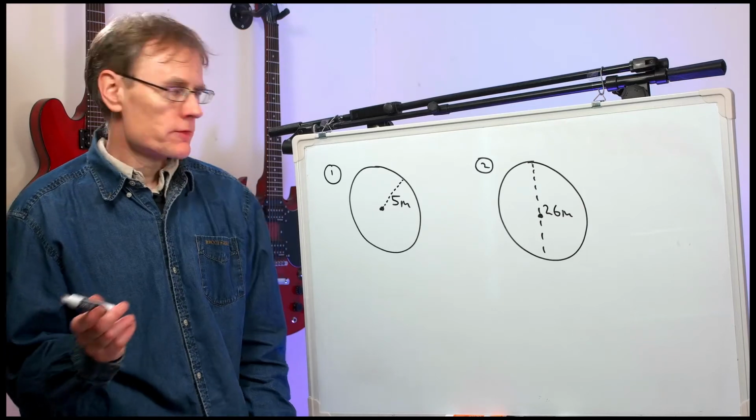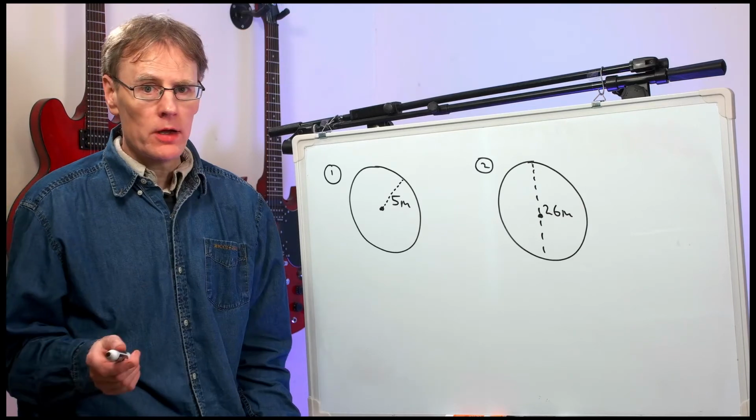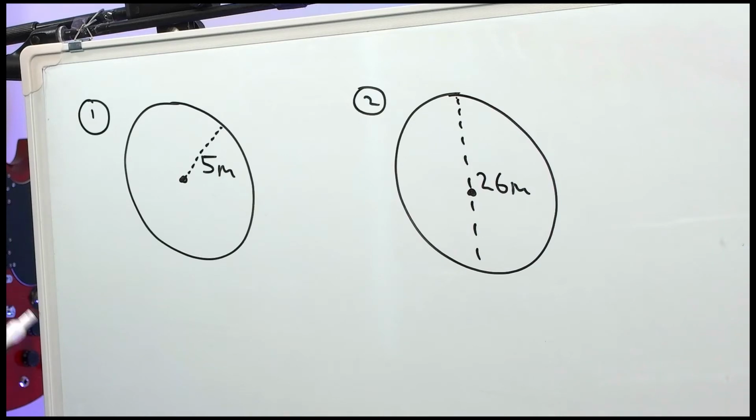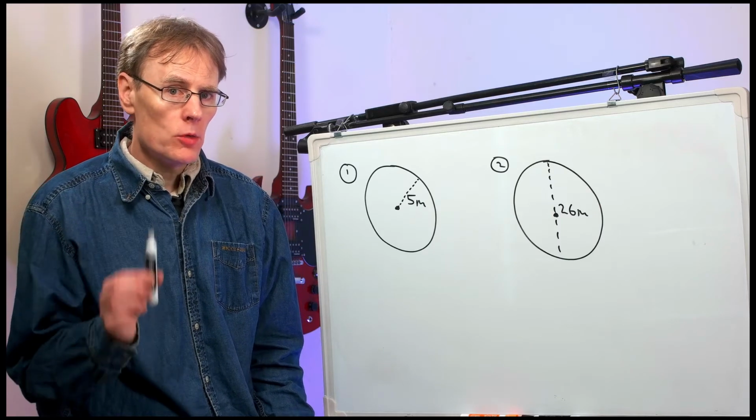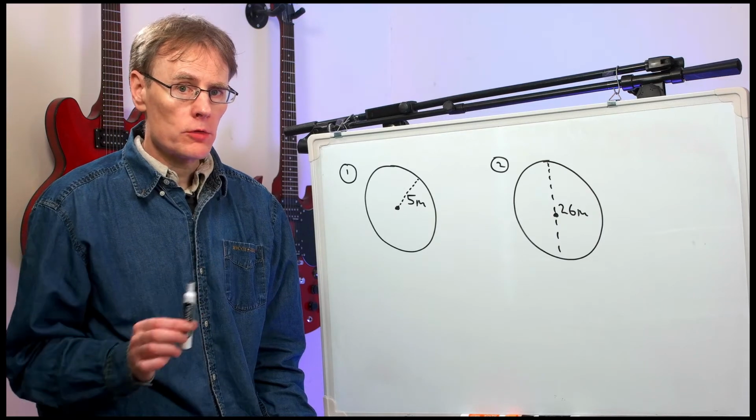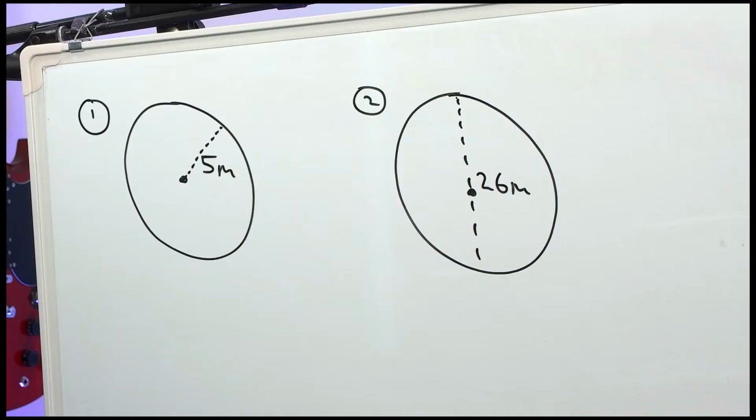Right, here's a couple of questions for you to try. Work out the area of each of these circles. Write down the formula each time and show you're working properly. Remember the units on the end and round it off to 3 significant figures. Okay, off you go.